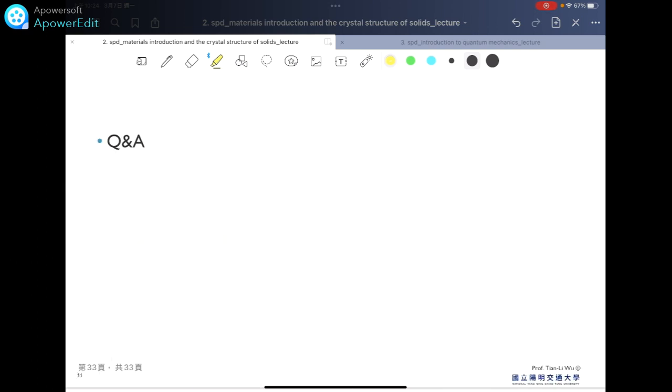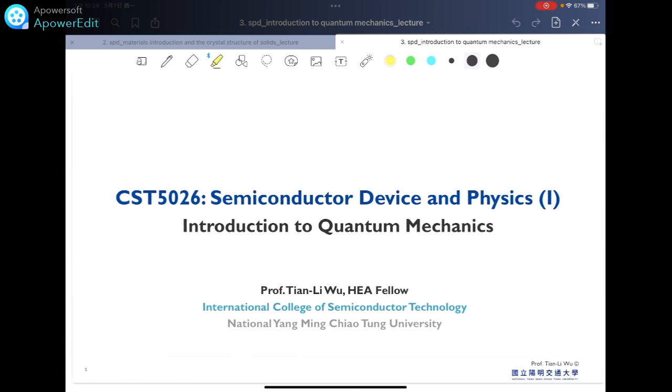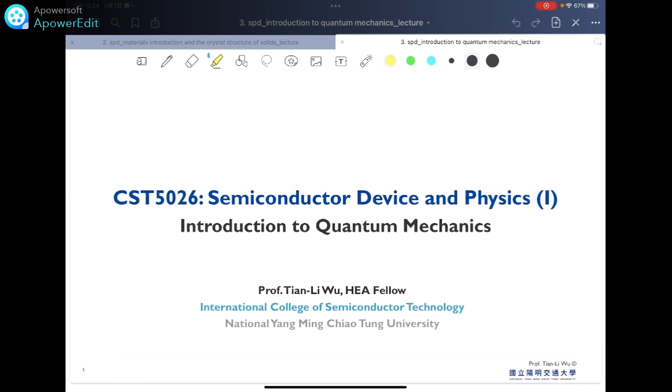Okay, so this is what we have for this chapter about the materials introduction and the crystal structure of solids. Okay, so then we'll move on to quantum mechanics here. We are going to discuss why we need to learn about quantum mechanics and how semiconductor analysis needs quantum mechanics.